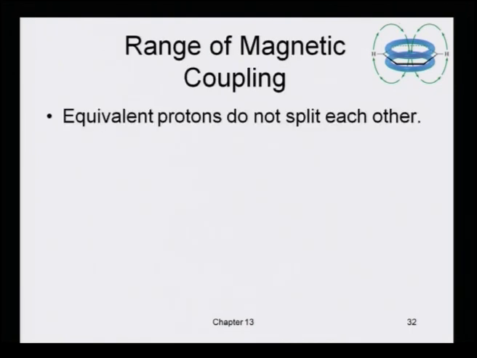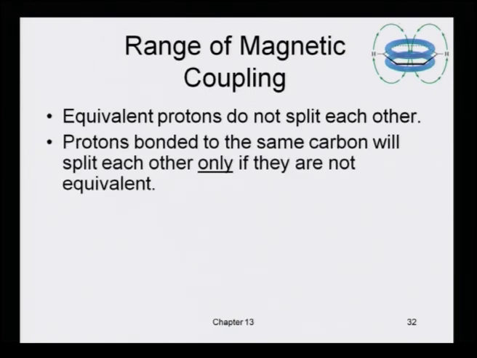Range of magnetic coupling. Equivalent protons do not split each other. Protons bonded to the same carbon will split each other only if they are not equivalent.